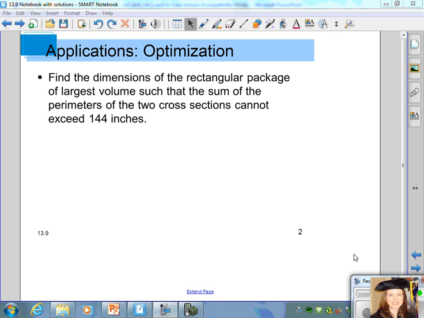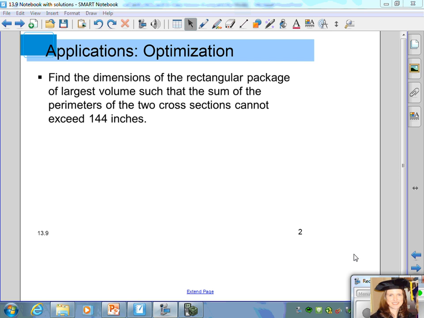In this video, we cover another example of an optimization problem where we use the second partials test to find the maxima or minima of a function of two variables. In this case, we want to find the dimensions of a rectangular package of largest volume, such that the sum of the perimeters of the two cross-sections cannot exceed 144 inches.